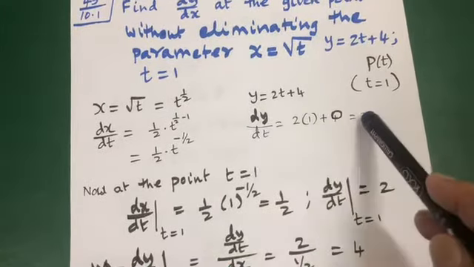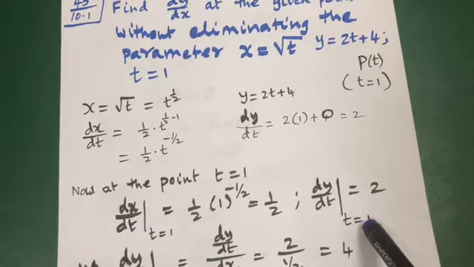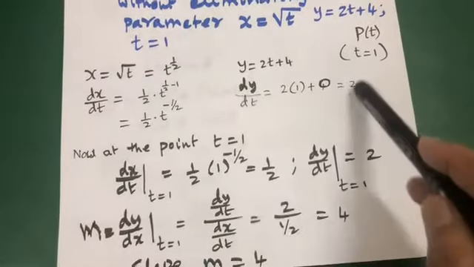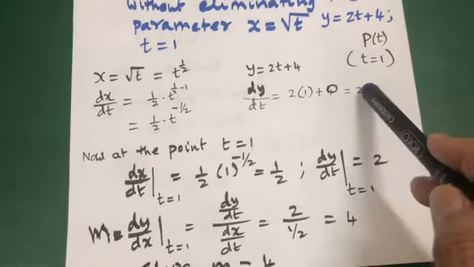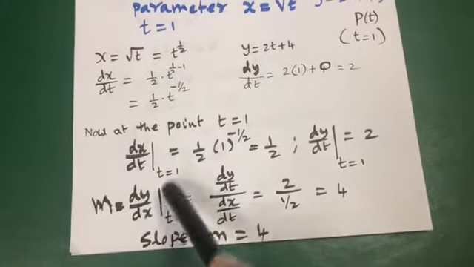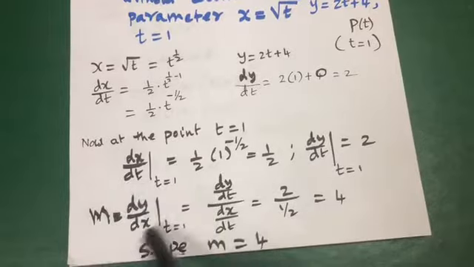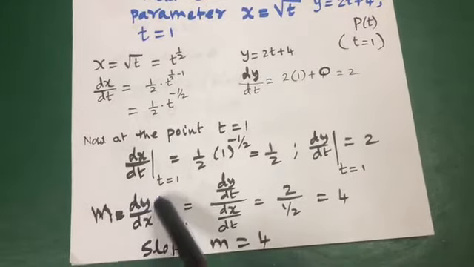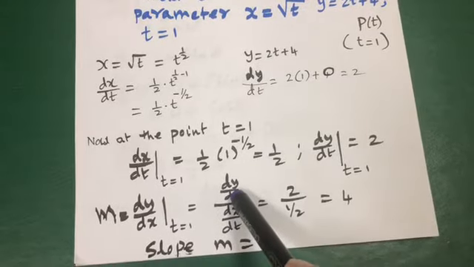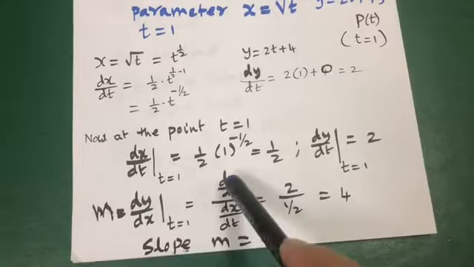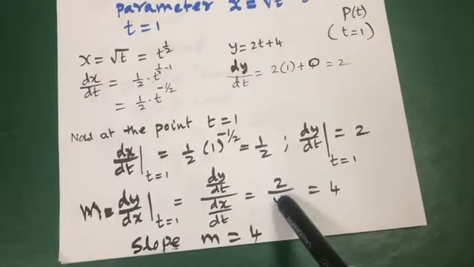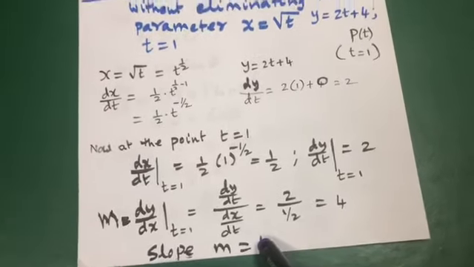dy over dt is 2, and if I put t equal to 1, I still get 2, because there is no t here, so I do not need to put t equal to 1 anywhere. So I write the same answer, 2. So m is equal to dy over dx at t equal to 1. This is the formula for the slope. So dy over dx means dy over dt over dx over dt. dy over dt is 2, dx over dt is half. 2 divided by half will be equal to 4. Slope is equal to 4.